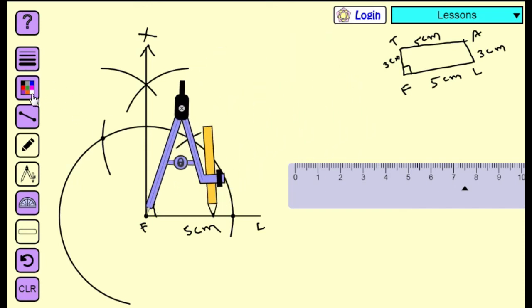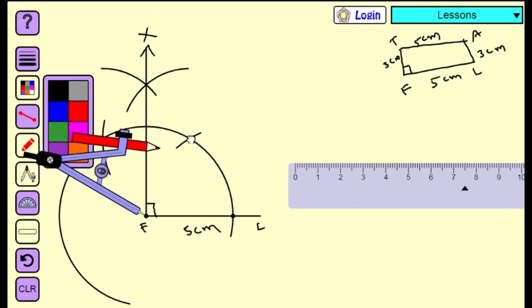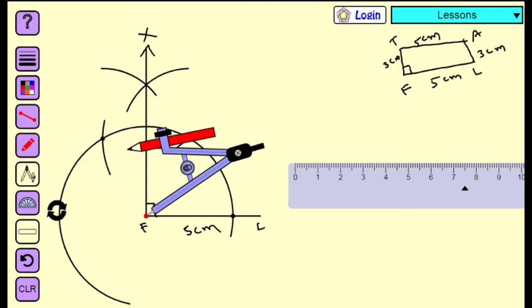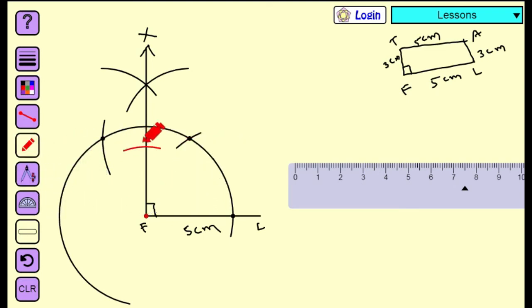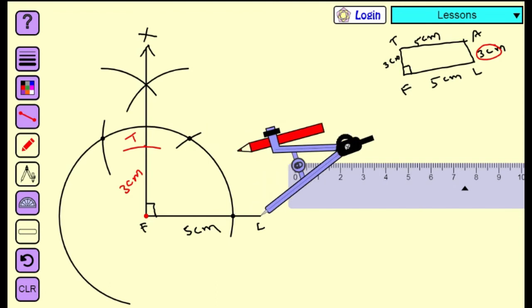With the center F, draw an arc which cuts the previous arc AX at point T. Now we got the point T. Now F to T is 3 centimeters. Again the length of L to A also we have 3 centimeters. So with the same 3 centimeters length, with L at the center, draw an arc.